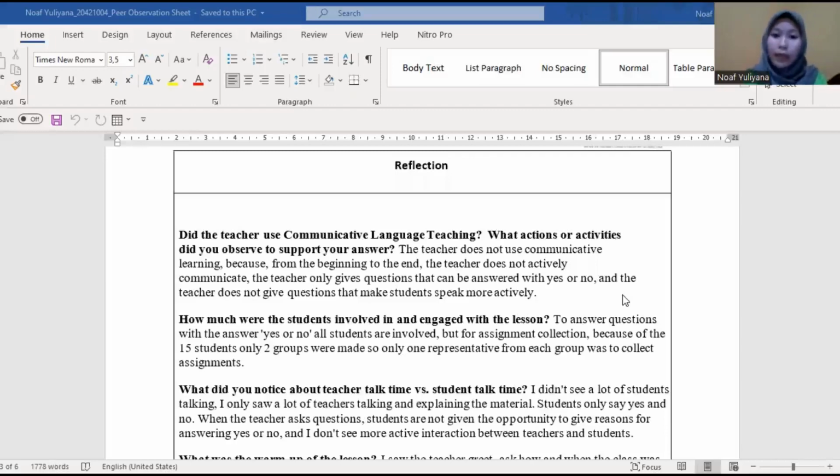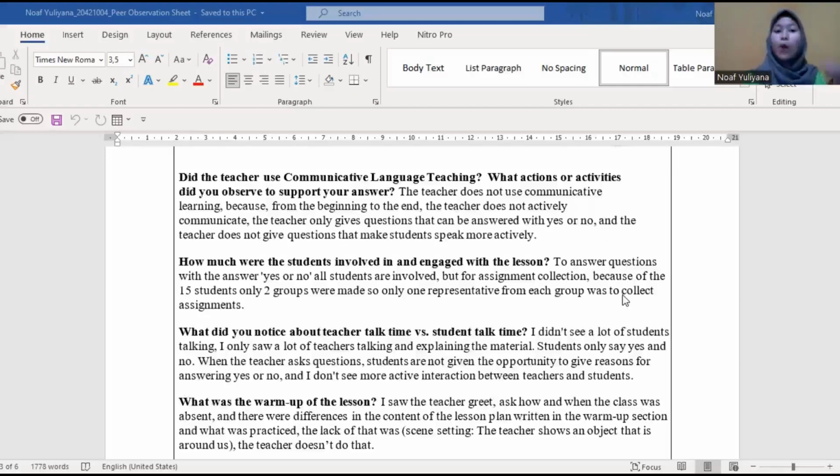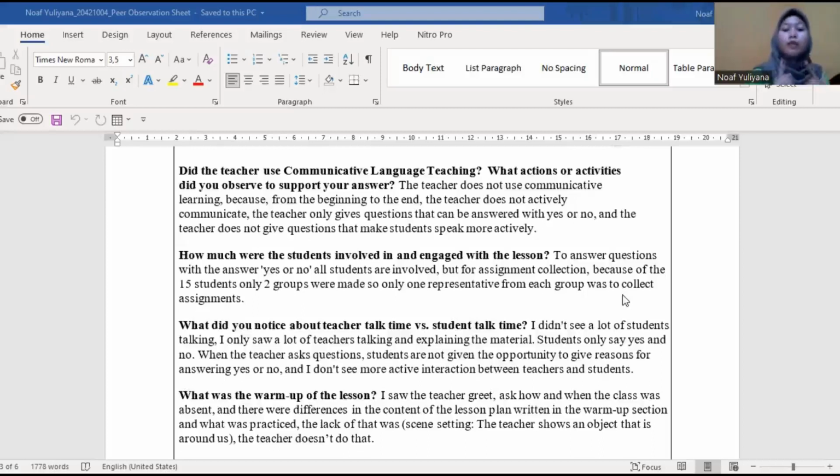And then the second point is how much were the students involved in and engaged with the lesson. To answer questions with yes or no, all children were involved, but for assignment collection, because of the 15 students, only two groups were made, so only one representative from each group collected the assignment.